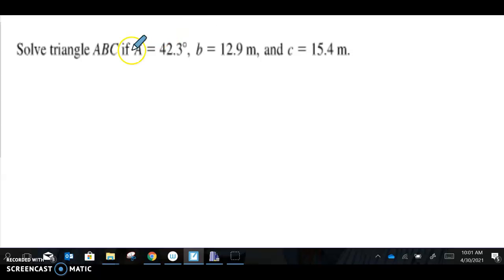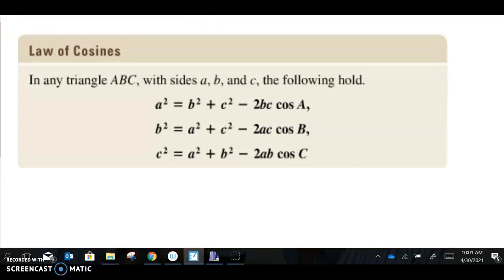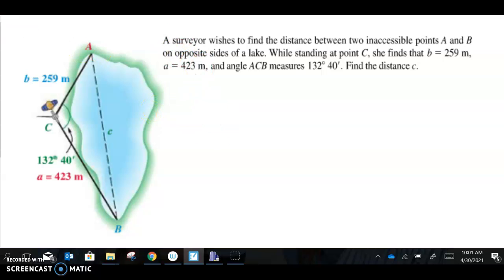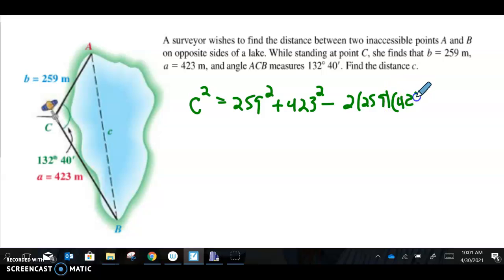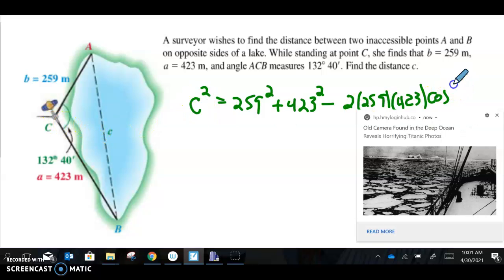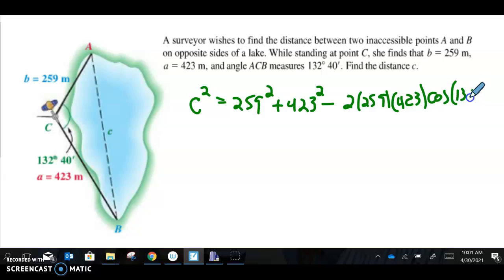Okay, so hey, let's go back and do that problem. I'd like to do that instead, now that we know this. I'm going to know the distance for this poor girl. So we're going to take the side I don't know equals the other two sides squared minus twice those two sides times the cosine of the C angle. 132 degrees, 40 minutes. See how great, I love the law of cosines.